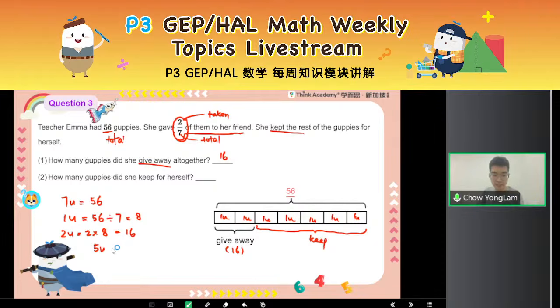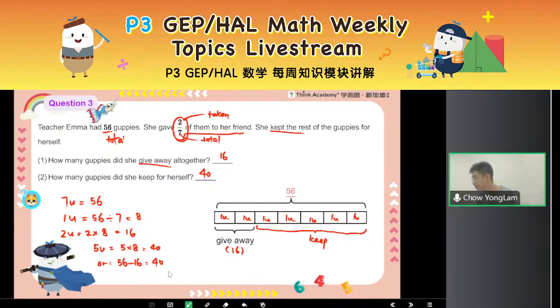So 5 units, you can write it as 5 times 8 equals 40, right? So you can have 40, for example. Or you can simply take the total minus the part she gave away, right? 56 minus 16 is 40. And you're right, 2 ways to do it.